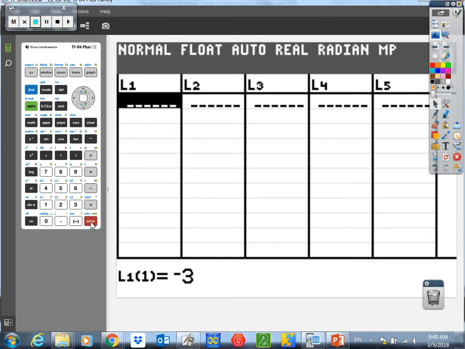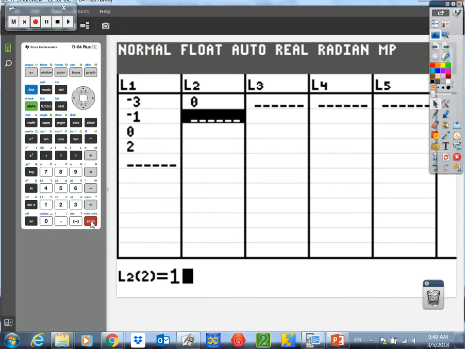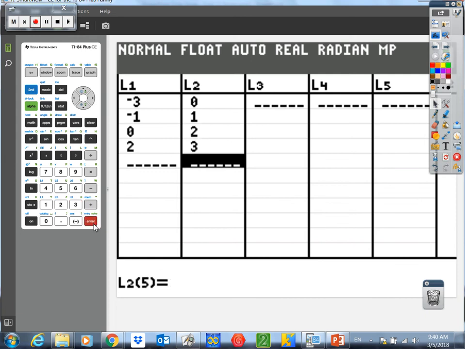So -3, and then -1, and then 0, and then 2. And then my y coordinates are 0, 1, 2, and 3. And then the first thing I'm going to do is double check and make sure I have my points in correctly. So negative 3, 0, negative 1, 1, 0, 2, 2, 3. Okay, they're in correctly.